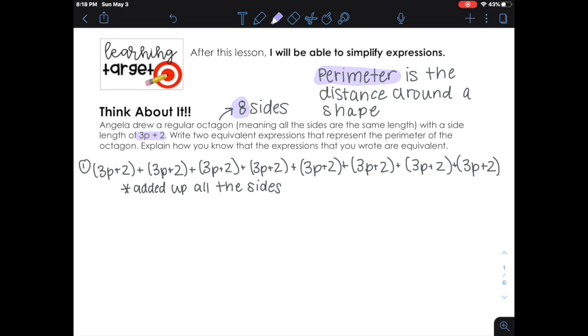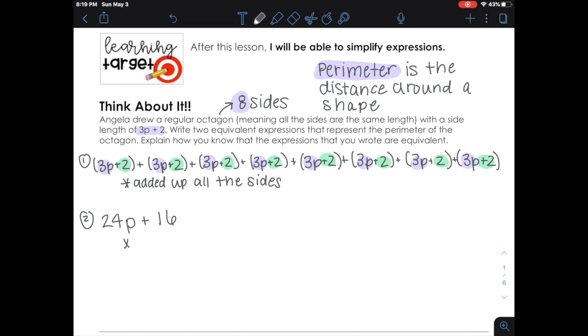Now, we could readjust this whole expression and make sure that we combine our like terms. So if we bring all the 3p's to one side of the expression and then move all of the 2's to the other side of the expression and we combine them all, we'd get our second possible expression, which is 24p plus 2. So if I add up all those 3p's, I get 24 of them. And if I, oops, I'm sorry, it's not plus 2, it's plus 16. Okay, and if I add up all of the 2's, I get a total of 16.